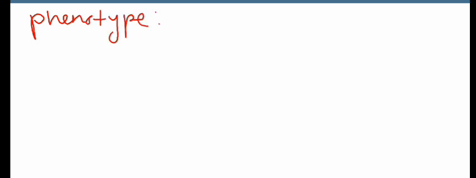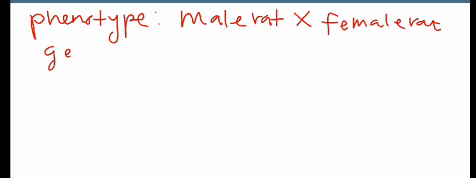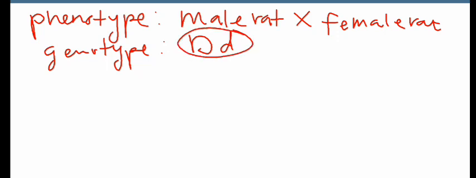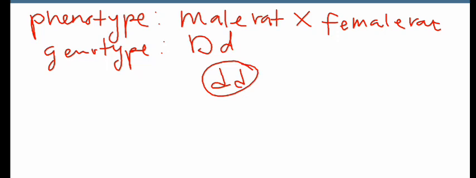The phenotype here, we are going to have a male rat crossed with a female rat. What follows next is the genotype, which is the internal or genetic appearance of a living organism. So here we need to have capital letter D and small letter D. These are representing heterozygous. But if you use small letter D and small letter D, these are going to represent homozygous recessive.